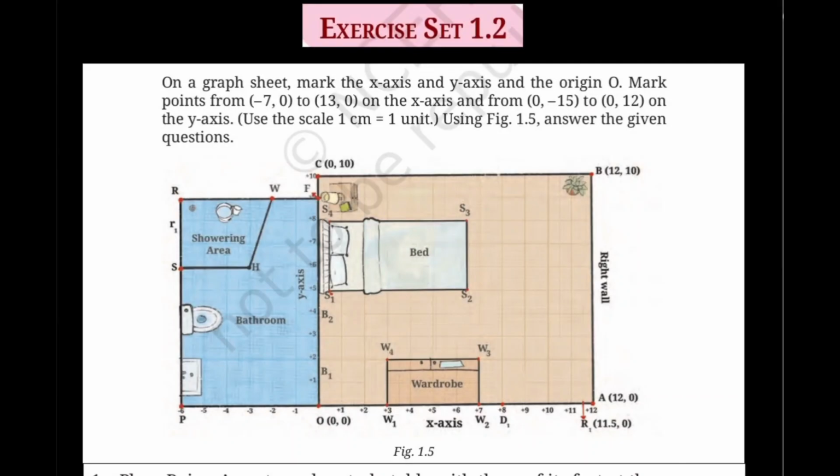Next, exercise set 1.2. On the graph sheet, mark the x-axis, y-axis and the origin. Mark points from minus 7, 0 to 13, 0 on the x-axis and from 0, minus 15 to 0, 12 on the y-axis. Use the scale 1 cm equal to 1 unit. Using figure 1.5, answer the given questions. So we have to draw the graph for this diagram.